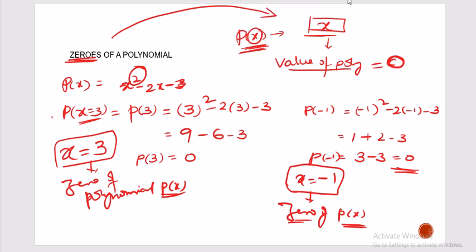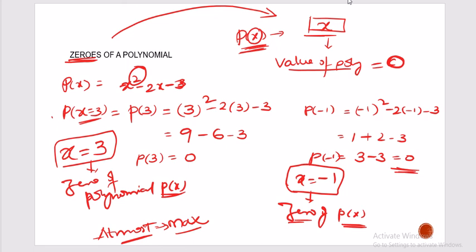Similarly, for a cubic polynomial it has at most 3 zeros. At most means maximum, so maximum it will have 3 zeros. Likewise for biquadratic, it will have at most 4 zeros. So the phrase at most is very, very important. It means maximum. Okay, this is zeros of a polynomial.